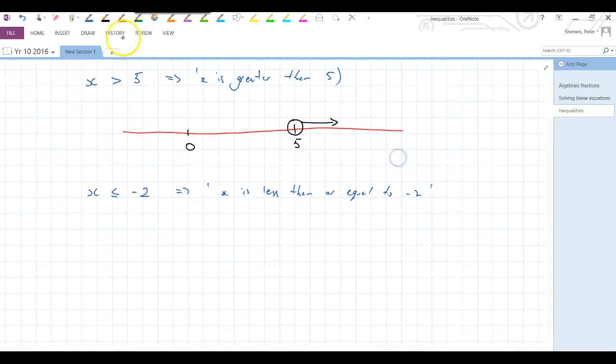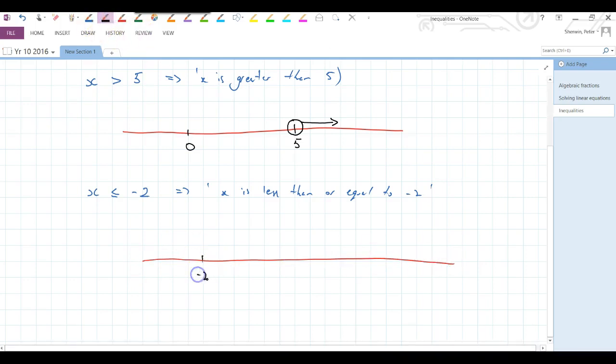But what do we do when we are including it? So this is x is less than or equal to minus 2, so we are including minus 2, which is here, say 0 is there somewhere. And so when we're including it, we have a big coloured in, filled in circle on, in this case, minus 2, and then less than or equal to, so we're going to the left. So what we're doing is representing on the number line all the numbers that are less than or equal to minus 2.